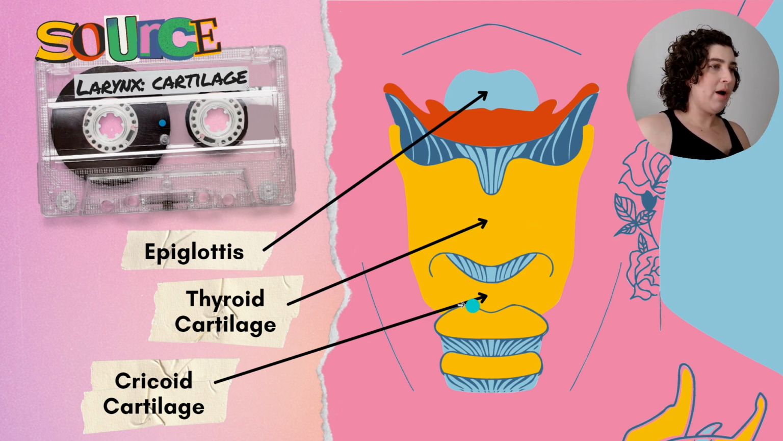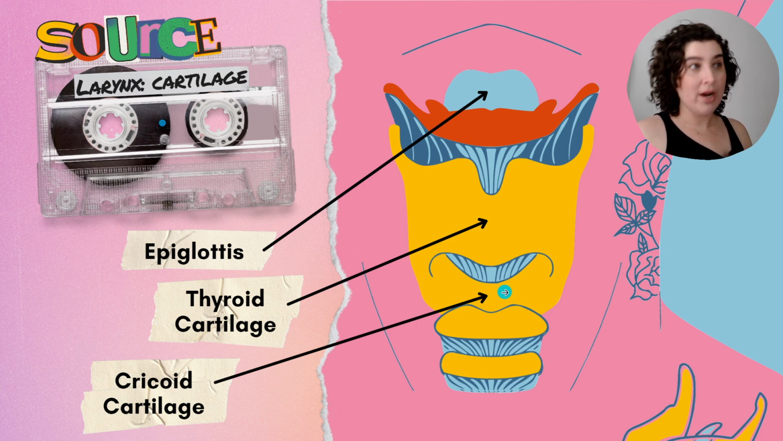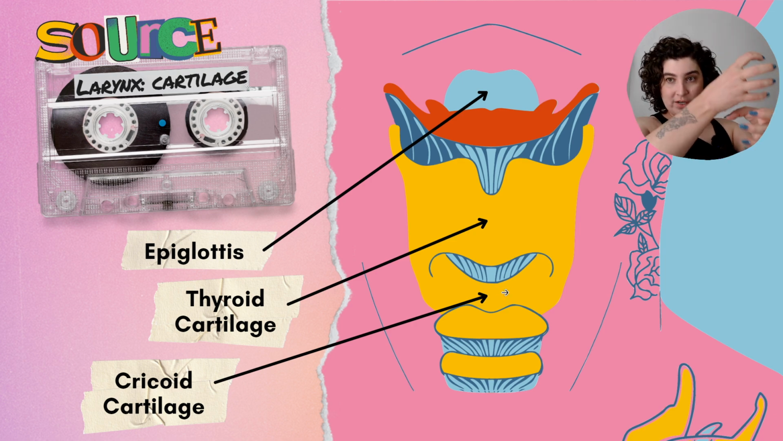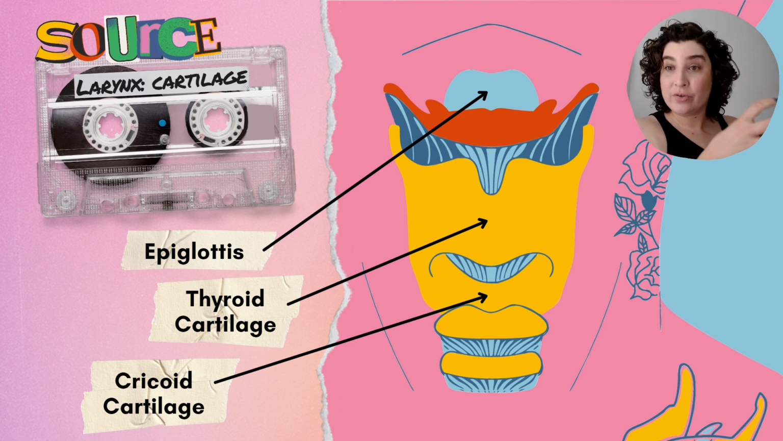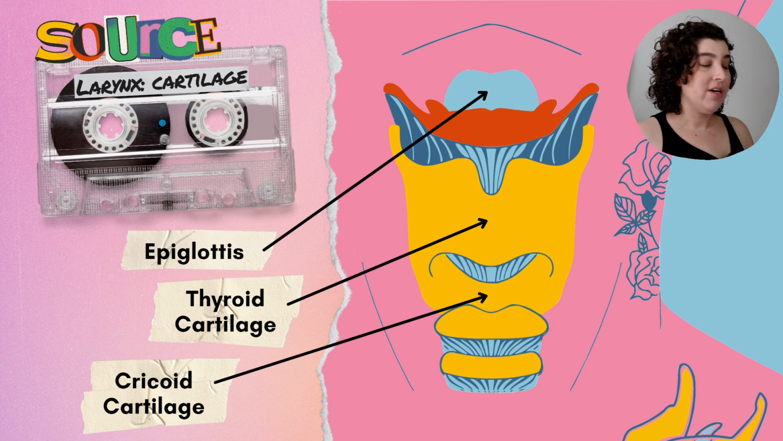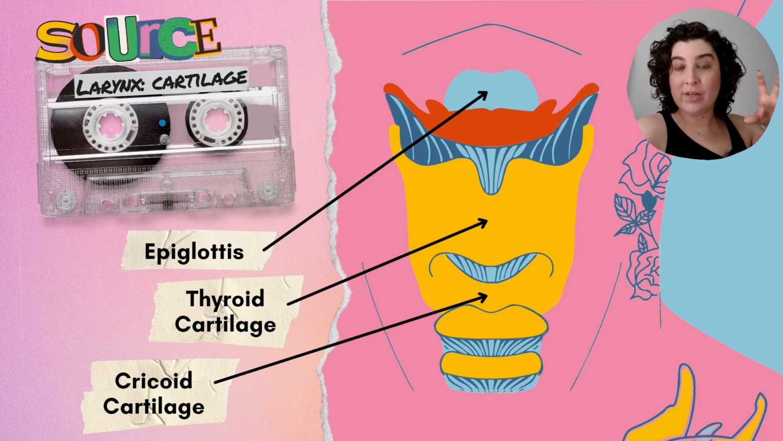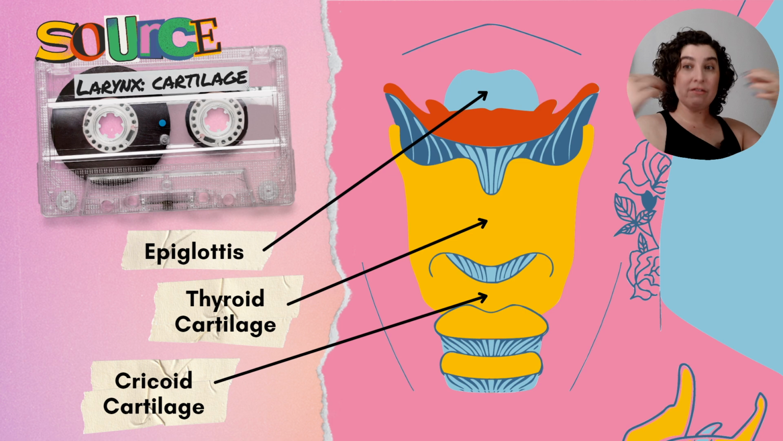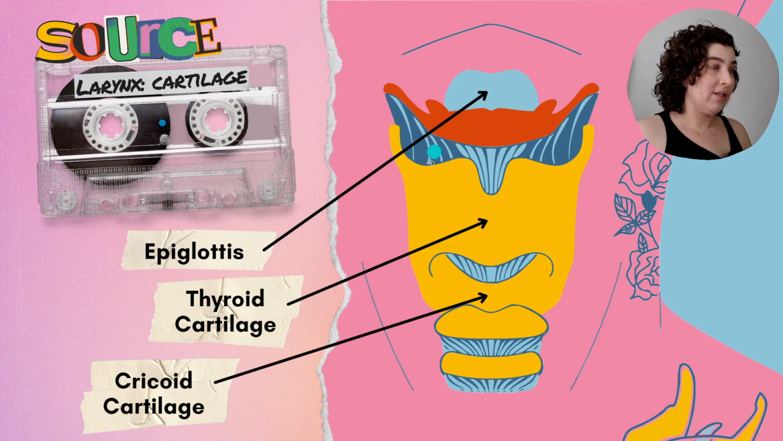And then this bottom section, which is like a ring. So the top section is called the thyroid cartilage, and the bottom section is the cricoid cartilage. And those two things together create the house of your larynx. So the source, the vibrating vocal folds, live inside your larynx.